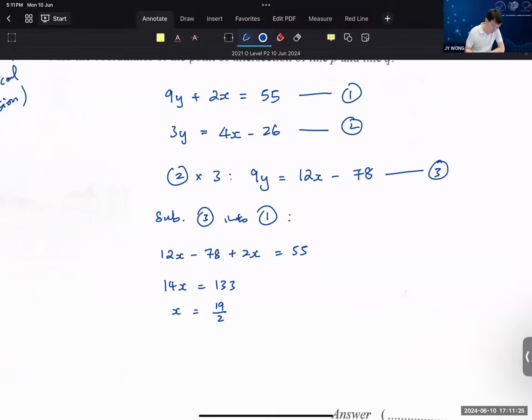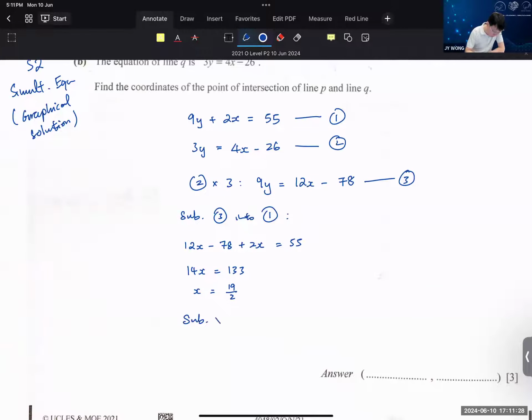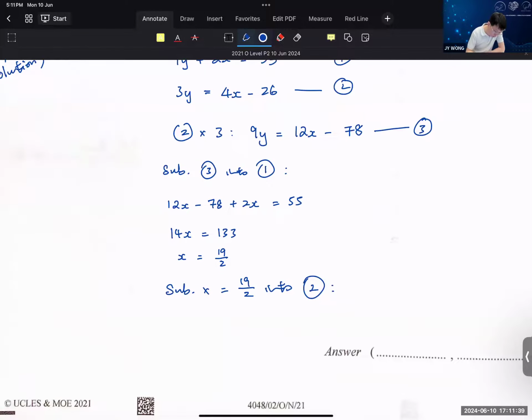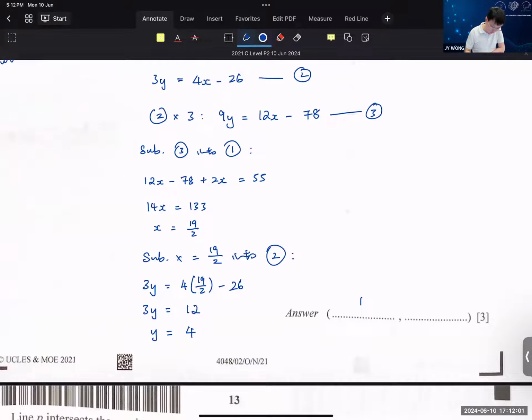Once you find the value of x, sub x equals 19 over 2 into, again, any of the equations is fine. I'll just sub it into equation 2. So 3y equals 4 times 19 over 2 minus 26. 3y equals 38 minus 26, which will give me 12. And therefore, y equals 4. Therefore, the x coordinate is 19 over 2, the y coordinate is 4.